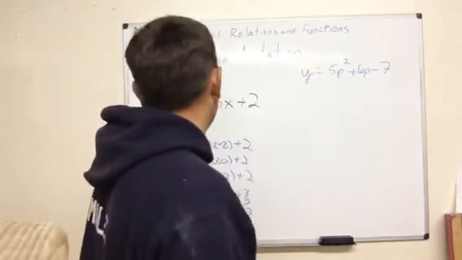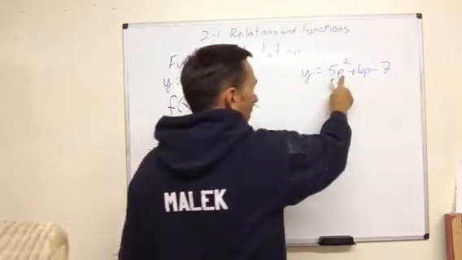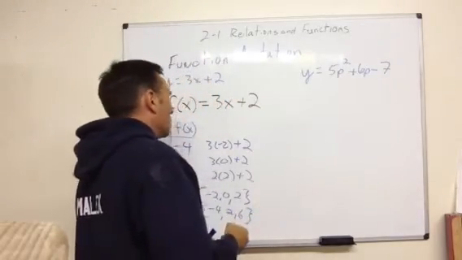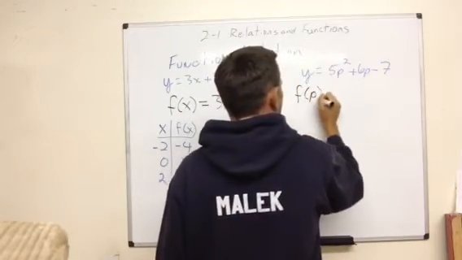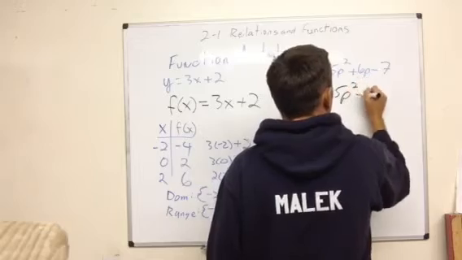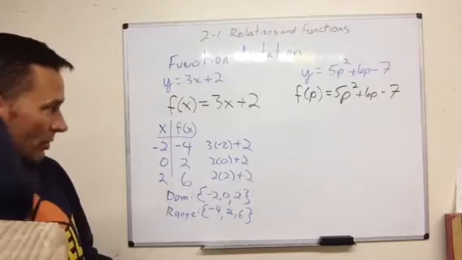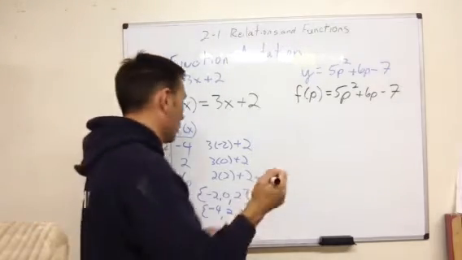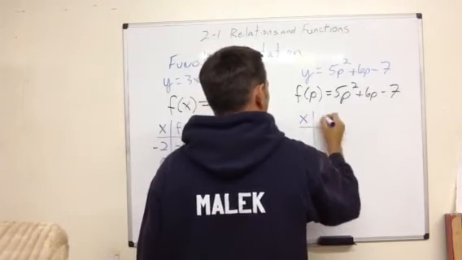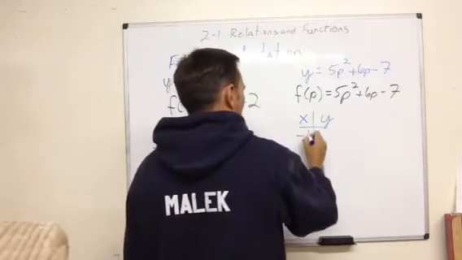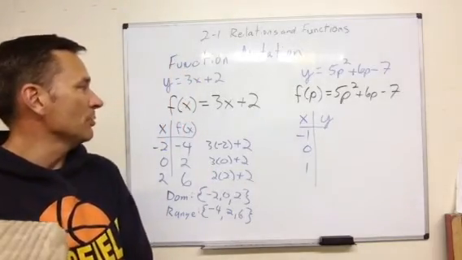Now if you notice, the variable here was x. What is the variable here? It is p. So instead of writing f of x, I'm going to write f of p equals 5p squared plus 6p minus 7. Now I know you all know how to plug numbers in, so I'm going to try to go through this a little quicker. I'm going to use easier numbers, just to get an idea of what this graph will look like: -1, 0, and 1. You can use any value you want. I'm just picking some easy ones.